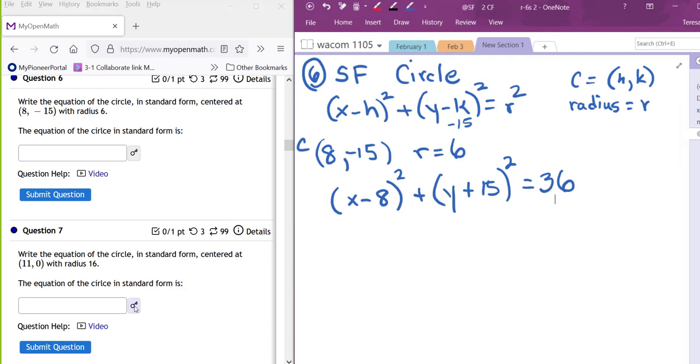I am just going to pull up the answer. Whoops, to the right question. Right, x minus 8 squared plus y plus 15 squared equals 36. So we're good there. So mainly it's just knowing the formula. Right, I skipped to question 8.